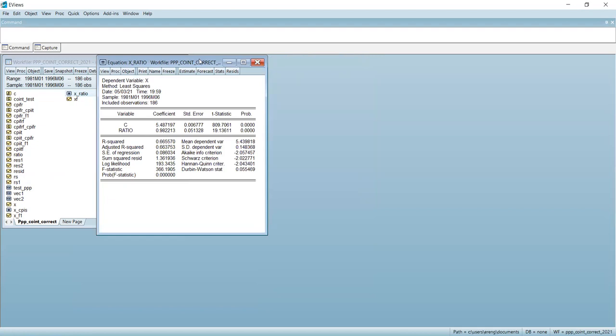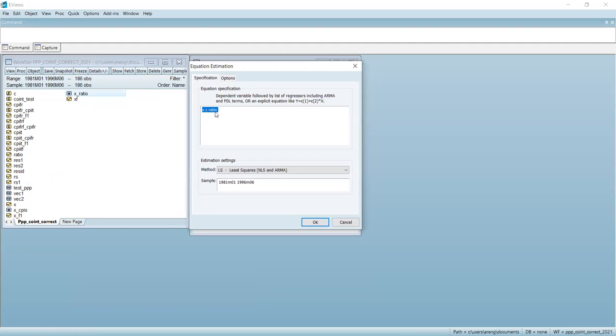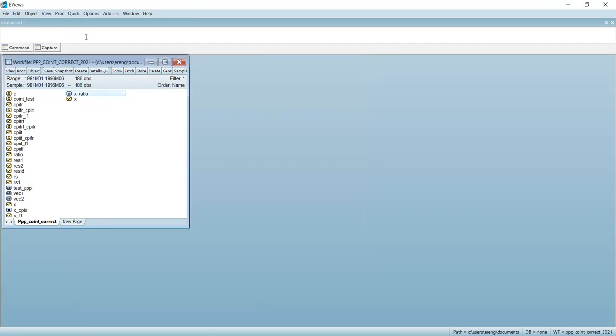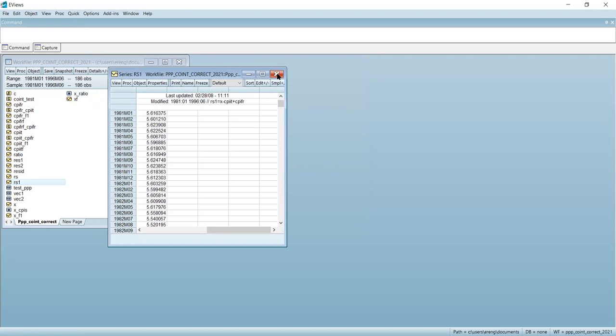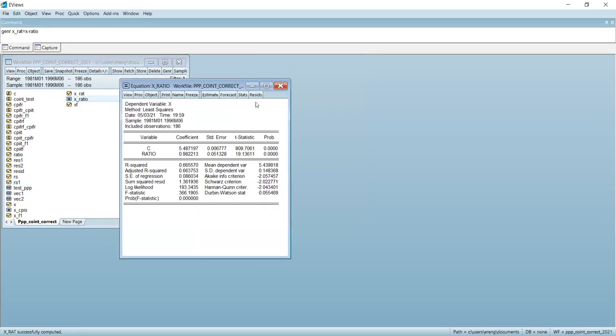So what I do, guys, is I create the X ratio. I just need to generate another variable. Let's generate another variable, okay? Let's generate X ratio, just a name, which is going to be equal to X minus ratio. And this variable is the one that I need to analyze.